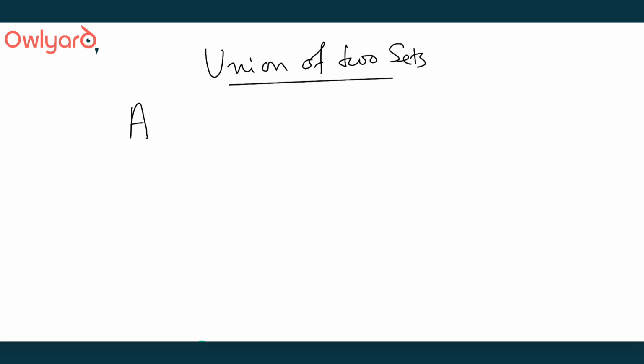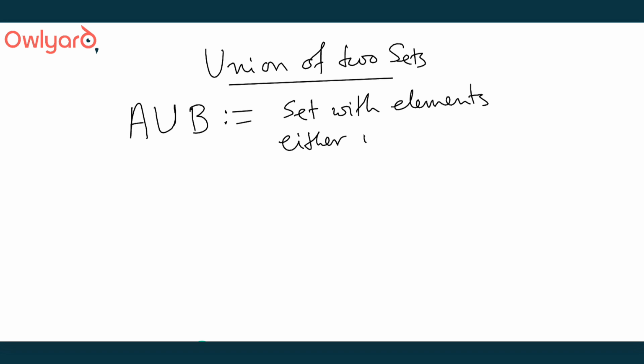Okay, so there are two set theoretic operations, and the first one that we discuss today is called the union of two sets. So let's say A is a set and B is another set. The union of these two sets is an operation denoted using this symbol and is defined as the set containing all the elements either in A or in B.